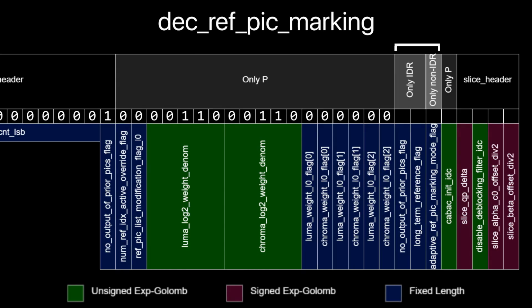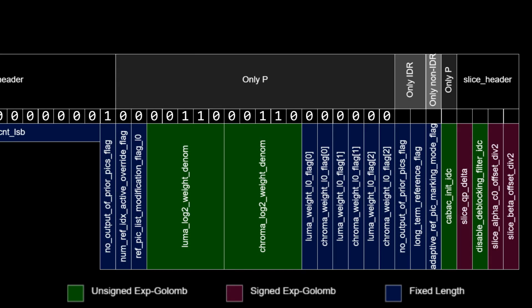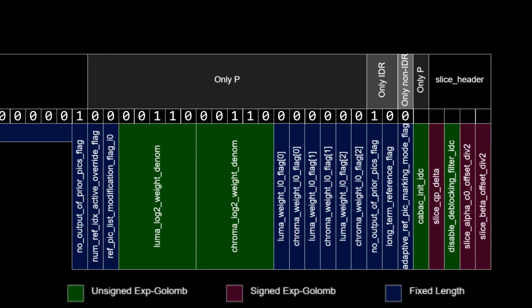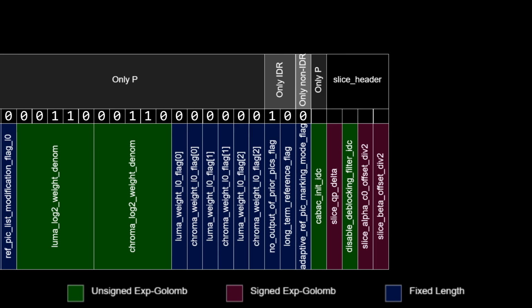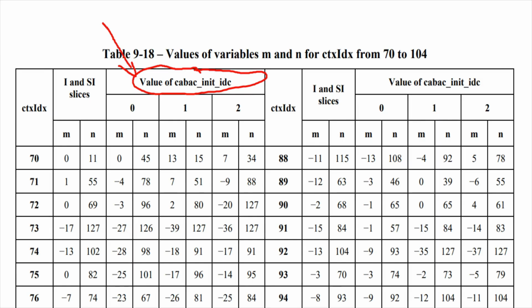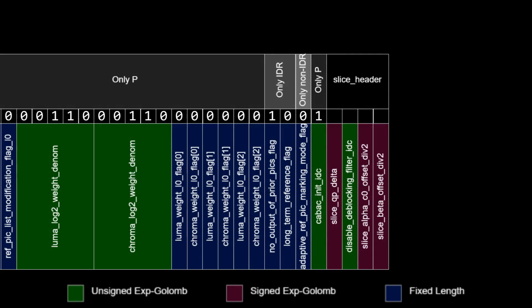Next, encode the decoded reference picture marking. If our frame is IDR, then encode the no output of prior pics flag as 1, and the long-term reference flag as 0. But if our frame is non-IDR, then encode the adaptive reference picture marking mode flag as 0. Next, encode the following. Firstly, if it's a P slice, encode CABAC Init IDC as 0. Next, slice QP delta, disable deblocking filter IDC, slice alpha C0 offset div 2, and slice beta offset div 2 are all set to 0.